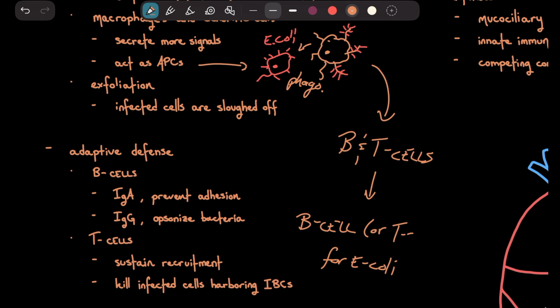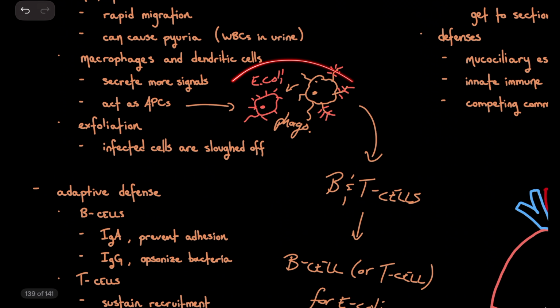And this could be a T cell. All right, so we want to find that specific response, but again, that adaptive response takes time. So that's what our innate system is doing in this case.